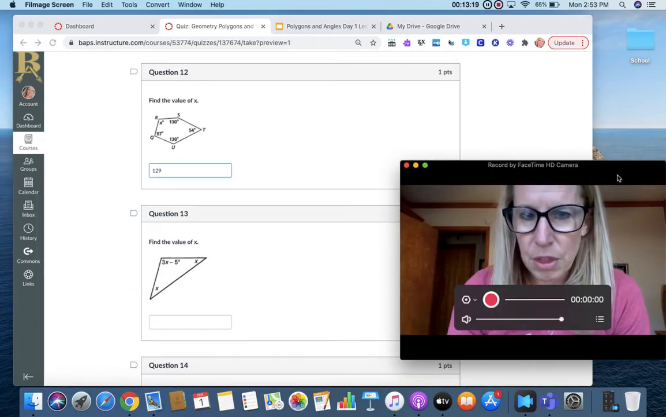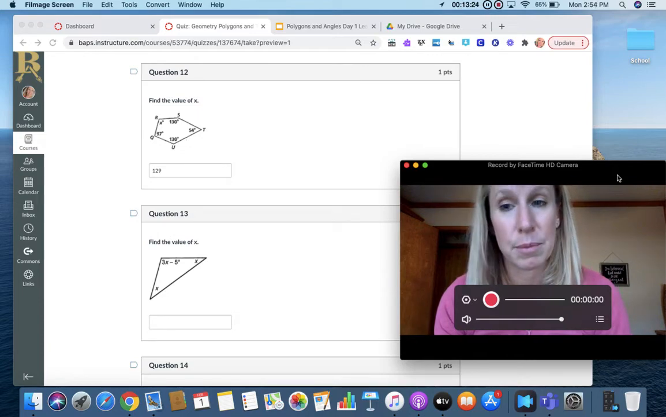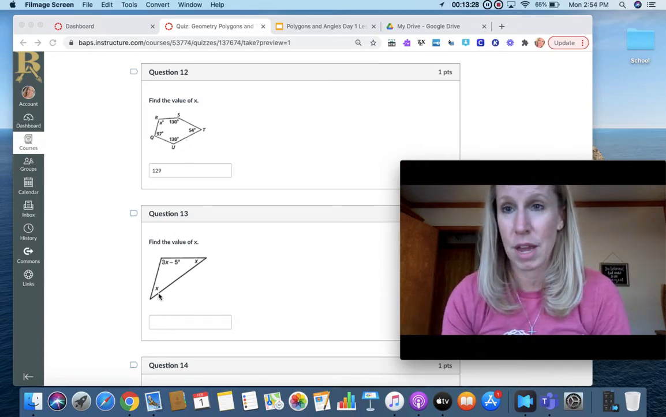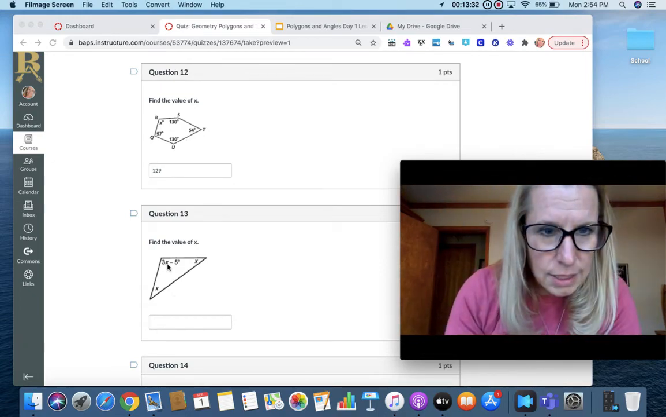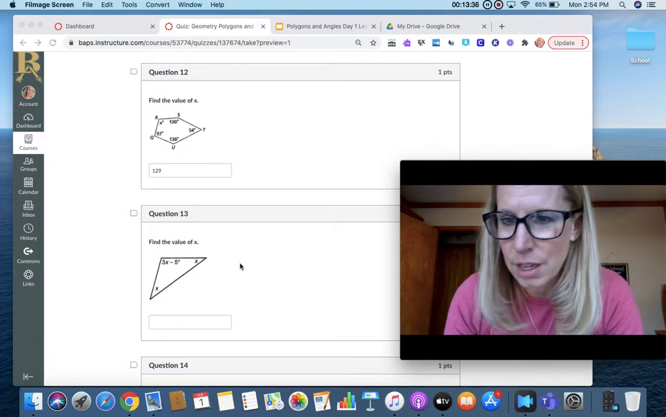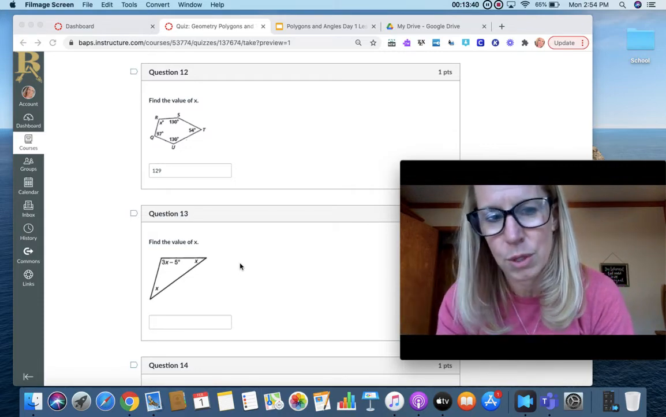Okay, let's look at number 13. So you've had some problems like this. All the angles in a triangle add up to 180. So combine all of your like terms, okay, add them together. So you're going to have 3x plus 1x plus 1x, so that would be 5x minus 5 equals 180, and then you have to solve. So 5x minus 5 equals 180.